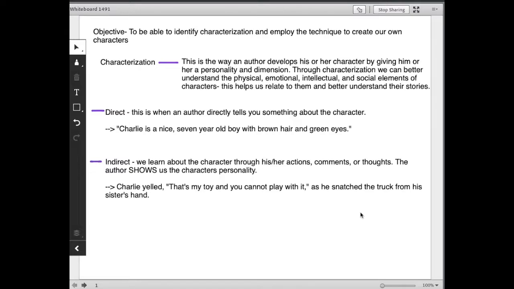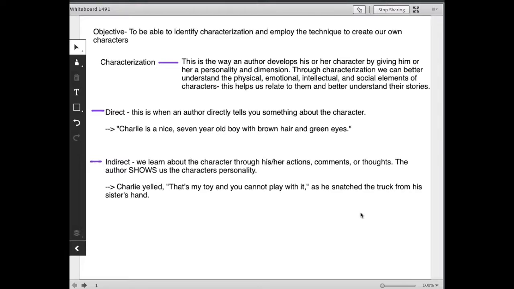Excellent. What can you tell me about Charlie? You can tell me that Charlie is nice, he's 7, he's got brown hair and green eyes. The author has given us the specific attributes that he or she wants us to understand about Charlie and directly stated them to us. Indirect characterization is when we learn about the character through his or her actions, comments, or thoughts. What he or she says or does is super indicative of the way we interpret a character, because this shows us the character's personality.